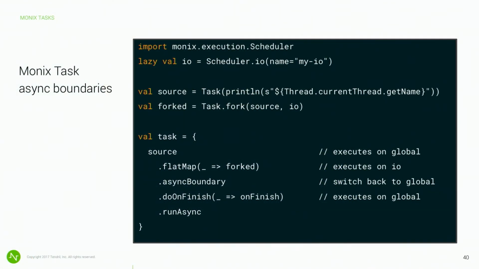We can also use async boundary to switch to different schedulers. So in this example, I've got a task which is always forked to a new scheduler, to the I/O scheduler. I have my initial task in source. I'm going to flat map to switch to the I/O scheduler. I'm going to async boundary to switch back to global, and then I'm going to set up an on finish, and I'm going to run this whole pipeline.